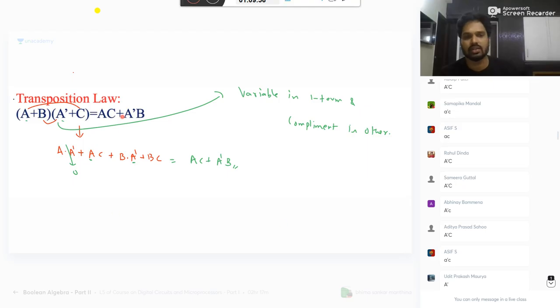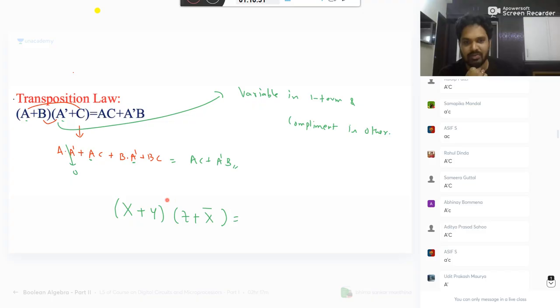Okay, now listen here. Let me write one more. Now tell me the answer for this: X plus y into z plus x bar. What is the answer according to that transposition law? Please tell me the answer for this. Here it is just these two and these two. Tell me what is the answer here. Very good, very good. Why is it here? Why z is wrong?